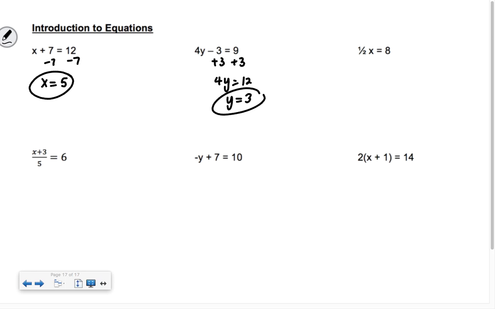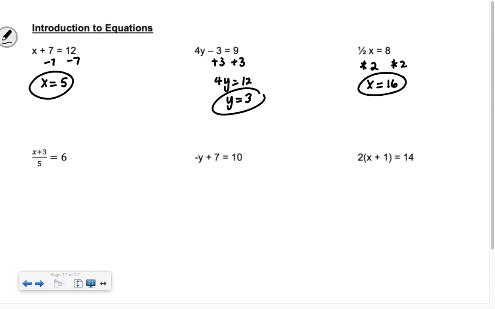So a lot of people will say, okay, I have half of 8, it's going to be 4. That's not how that works. Half of some number is 8. So what we're doing on both sides is multiplying by 2. So we get x equals 16. We're doing the opposite operation. We were dividing by 2, so we multiply by 2 to get rid of it. Okay? So how about the next one?